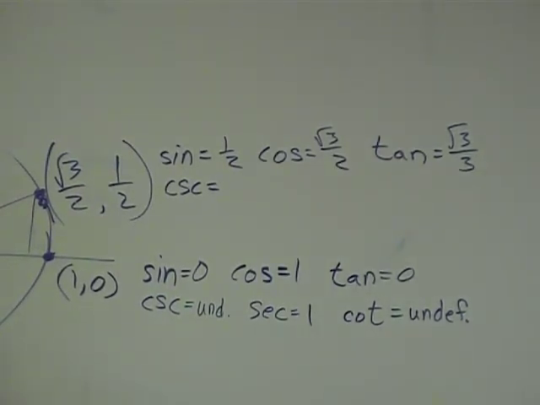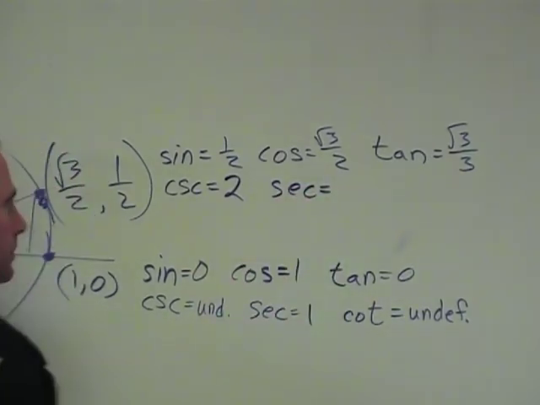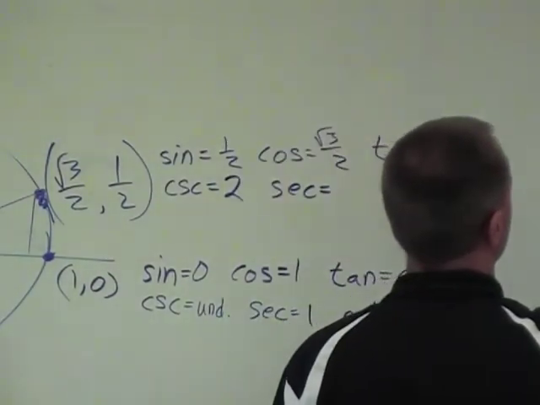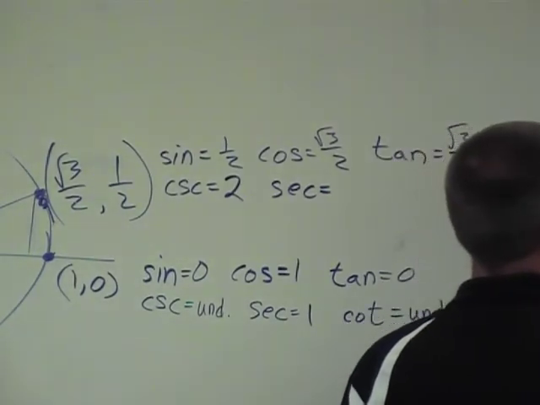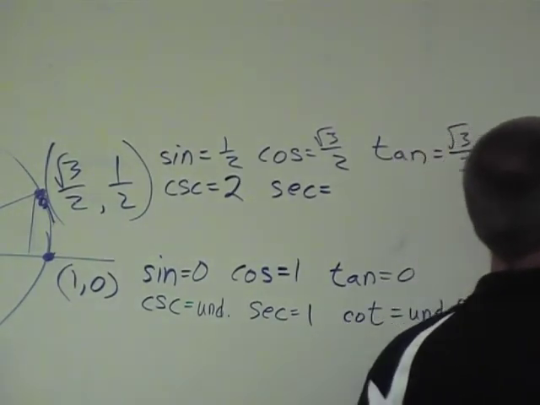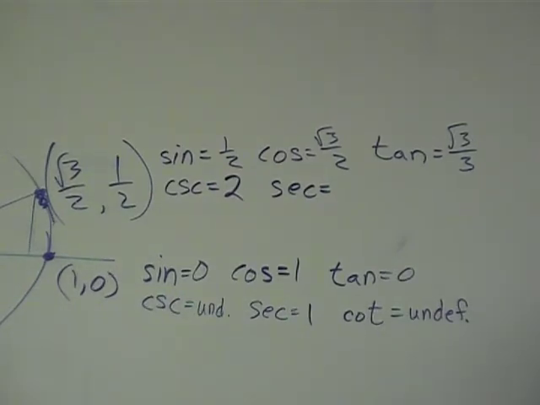1/2, which is 1 times 2. Secant, 1 over root 3 over 2, which is just 2 over radical 3, 2 times 2/3. So rationalize the denominator: 2 radical 3 over 3.